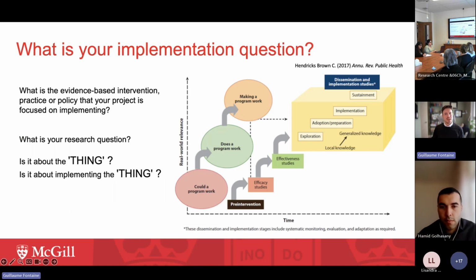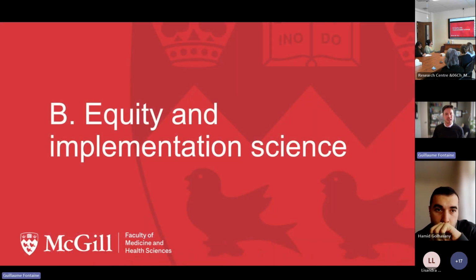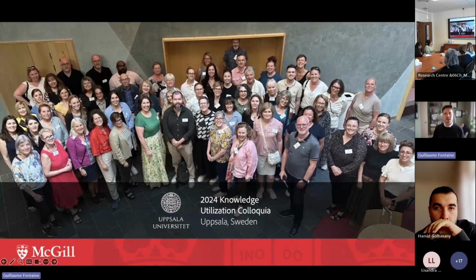And then, it all starts really with what is your implementation question? What is the evidence-based intervention, practice, or policy that your project is focused on implementing? And I like this figure as well, showing the continuum, essentially including implementation research, where you go from pre-intervention in terms of thinking, could a program work, to efficacy studies and effectiveness studies with the question of, does the program work? And then the implementation part in orange and yellow is around making a program work and looking at implementation and sustainability. So now pivoting again a bit more to equity and implementation science and how those things intersect.